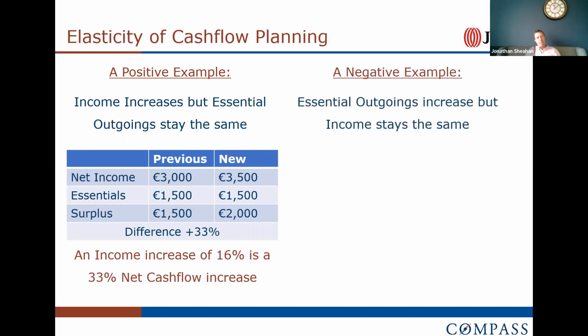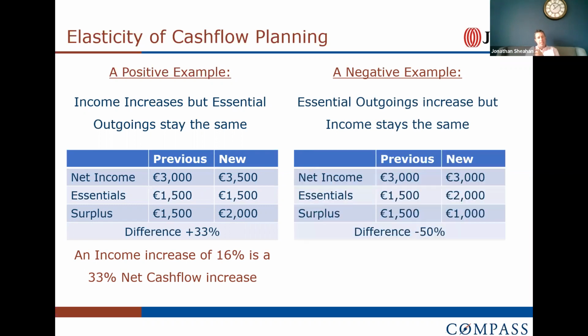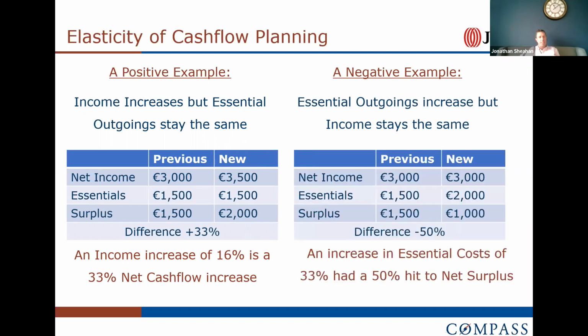Equally, a negative example is that if your essential outgoings increase but your income stays the same, you might find that your essential outgoings go up by, say, a third, but you might actually see a 50% hit to your net surplus if your income stays the same. So always be mindful of looking at your essentials, your discretionary. We'll speak about that as well, and what your net income position is and how the elasticity of this works.